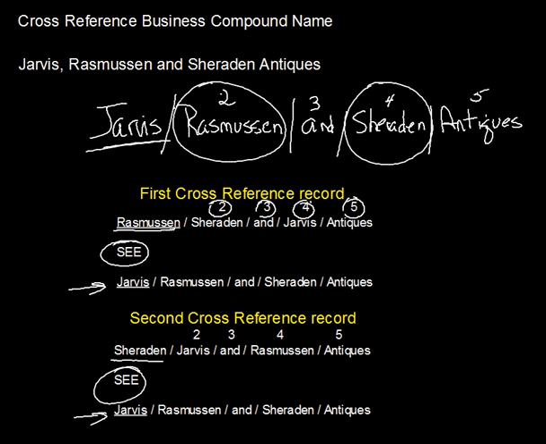In this case, then, this is a compound name for a business, and we want to make sure that all of the names in the compound name can be found if someone comes looking for them. So we want to do a cross-reference for the second name, Rasmussen, and we want to do a cross-reference for the third name, Sheridan. Please notice that these are C cards. These are not See Also cards. These are C records. You would not use a See Also, you would use C.